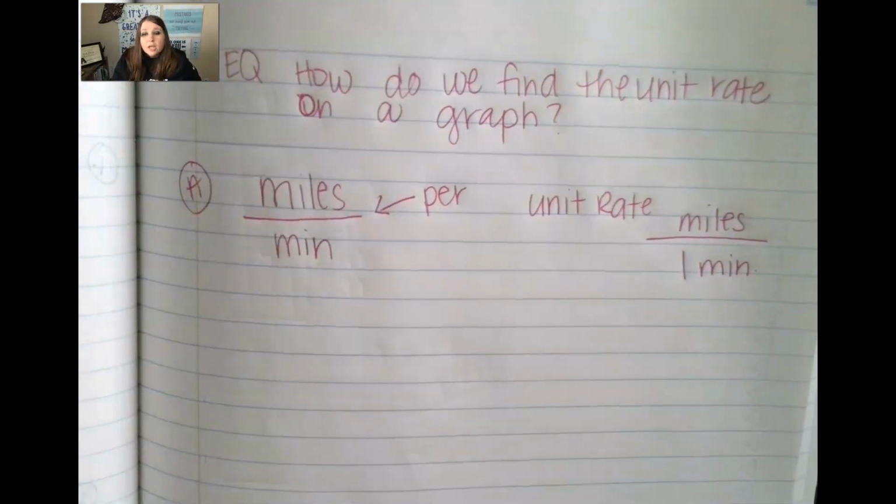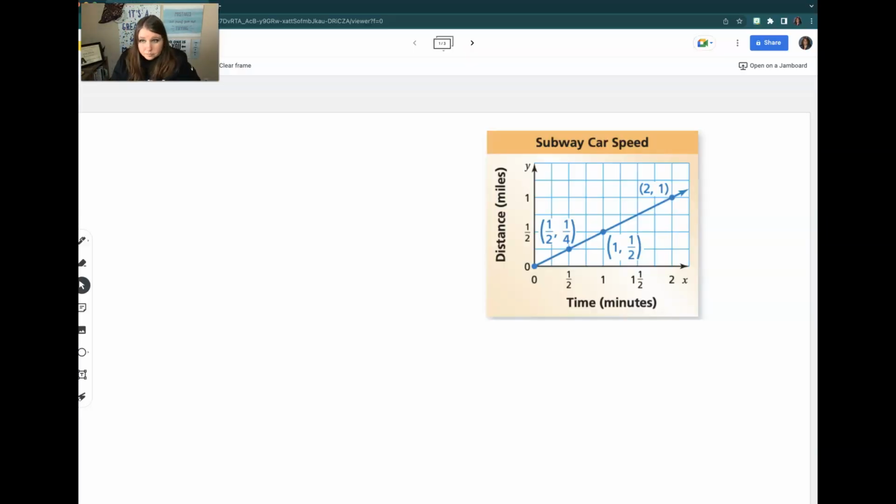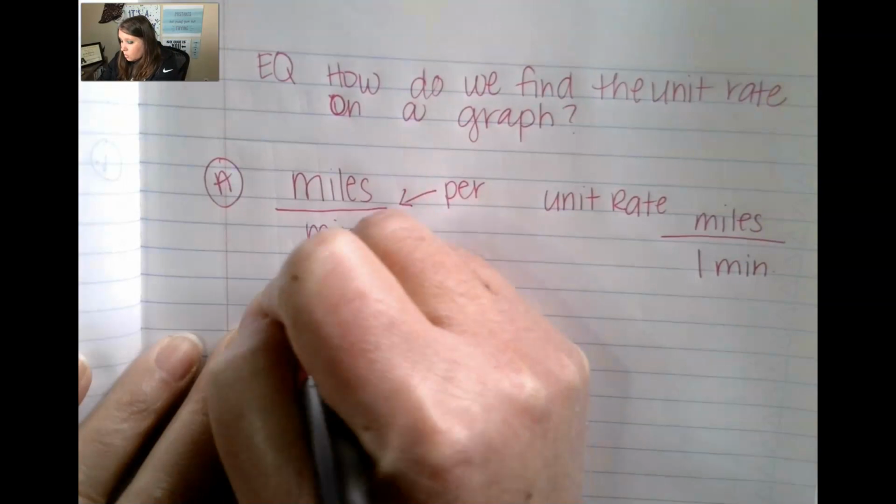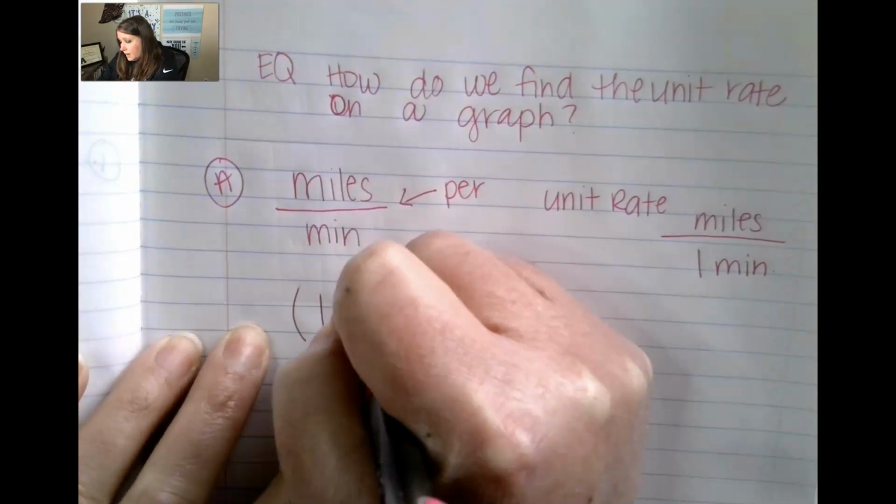So let's go ahead and check out our graph here. And we can look for 1 minute right here. So we're going to go along the x-axis where it says time. And we're just going to go over until we hit the 1. Once we hit the 1, we're going to go up and see where it lands on the graphed line. If you notice right here, the ordered pair is 1, 1/2. So our ordered pair is 1, 1/2.